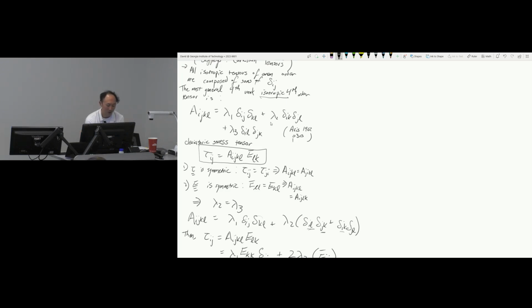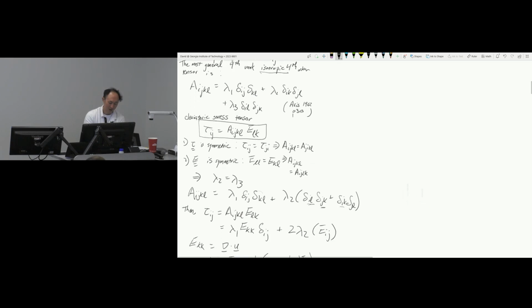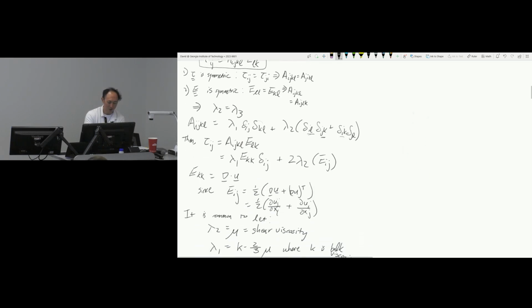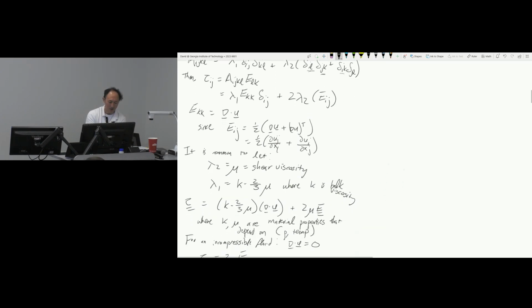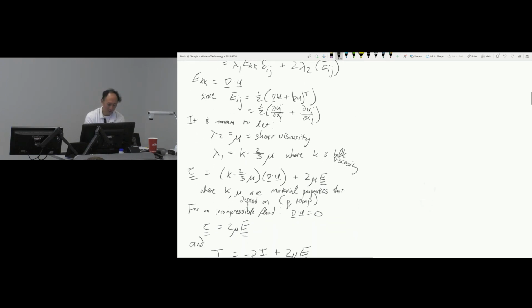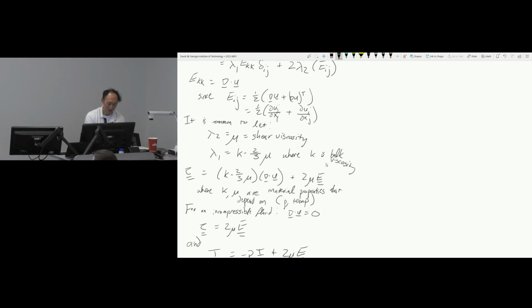We won't quiz you on this, but you can write any isotropic tensor of even order with these 3 constants. Last time we said that if it's symmetric, you reduce those constants down to these 2. Then, without much justification, I said that instead of calling them lambda 1 and lambda 2, which is really awkward notation, people like to use mu and k, where mu is your shear viscosity and k is your bulk viscosity.